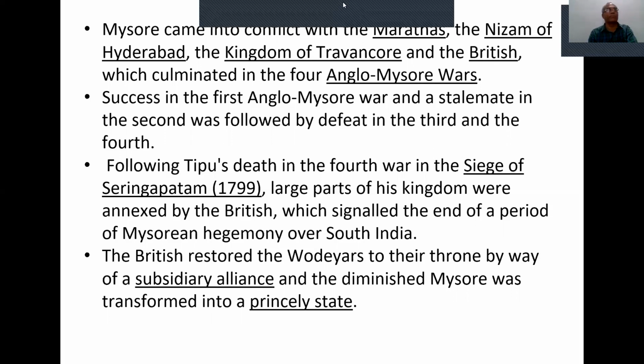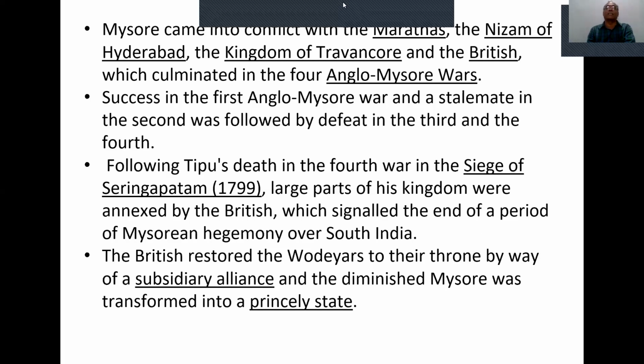So in the beginning, they gave support to Mysore against the Marathas, against Hyderabad, against Travancore, and finally Mysore goes against the British. And this war was a success for the British. The first Anglo-Mysore war was a stalemate. The second was followed by a defeat in the third and the fourth. So you have four levels of Anglo-Mysore wars. The first one was a stalemate without any kind of success, but it was followed by the second, the third, and the fourth.